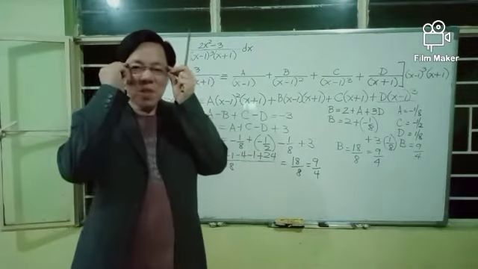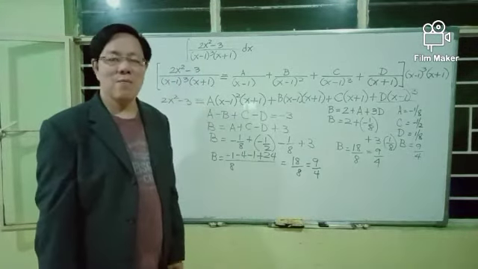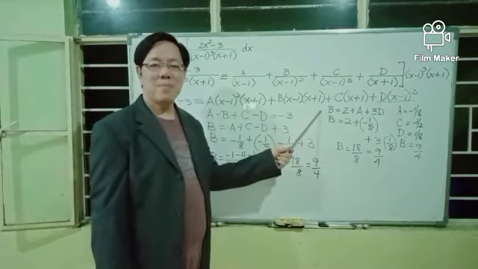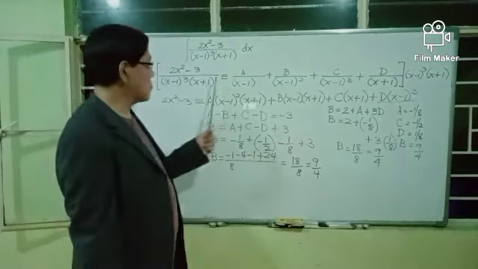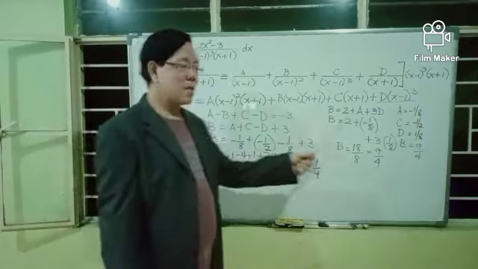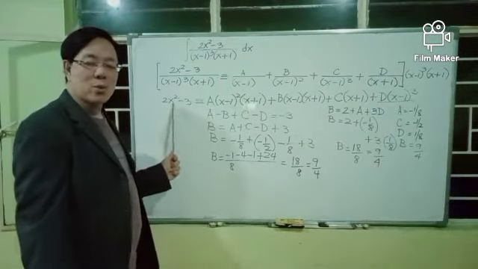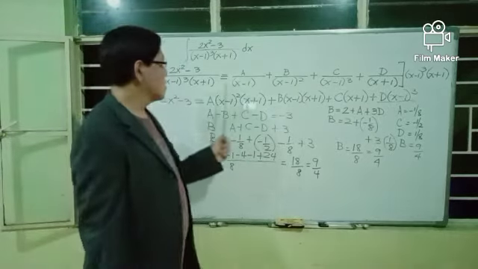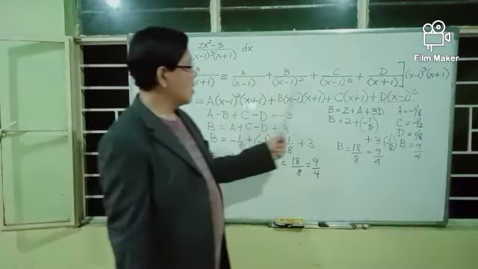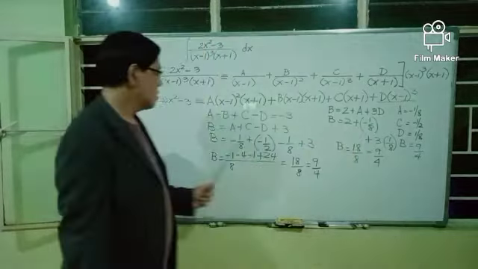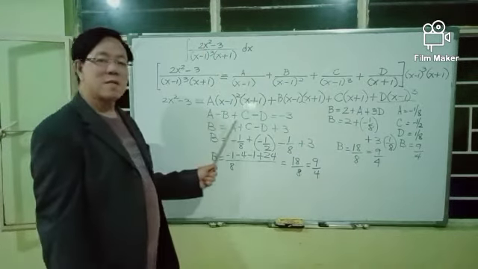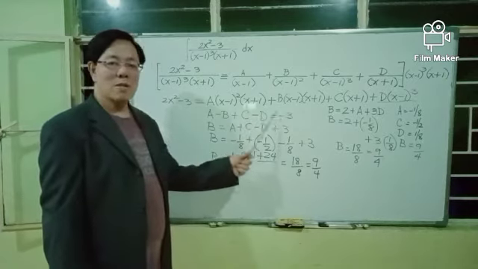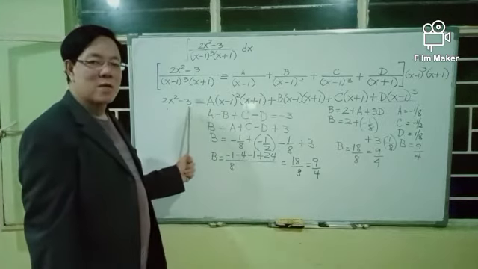So there are two ways by which you can get the value of B. Either you use the coefficients of the terms with x squared from the right hand side and equate that to the coefficient of x squared, 2, at the left hand side, or you use the constant terms at the right hand side, which is a minus b plus c minus d, and equate this constant term to the constant term at the left hand side, which is minus 3.